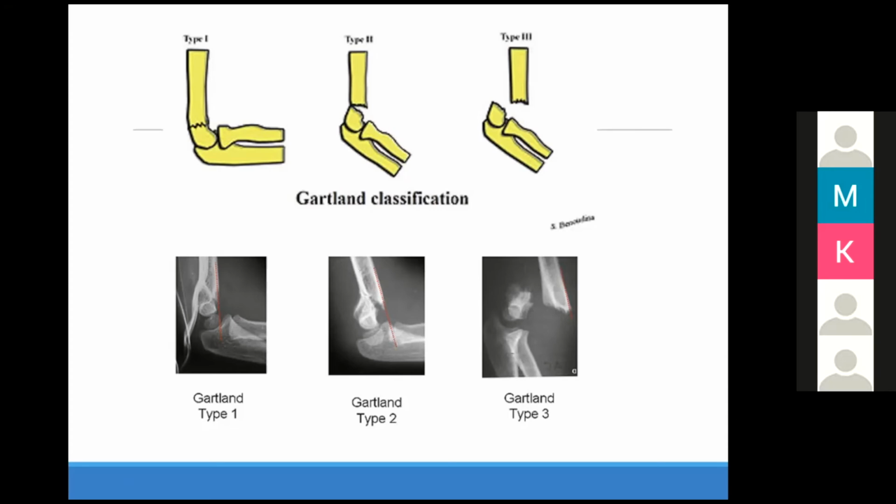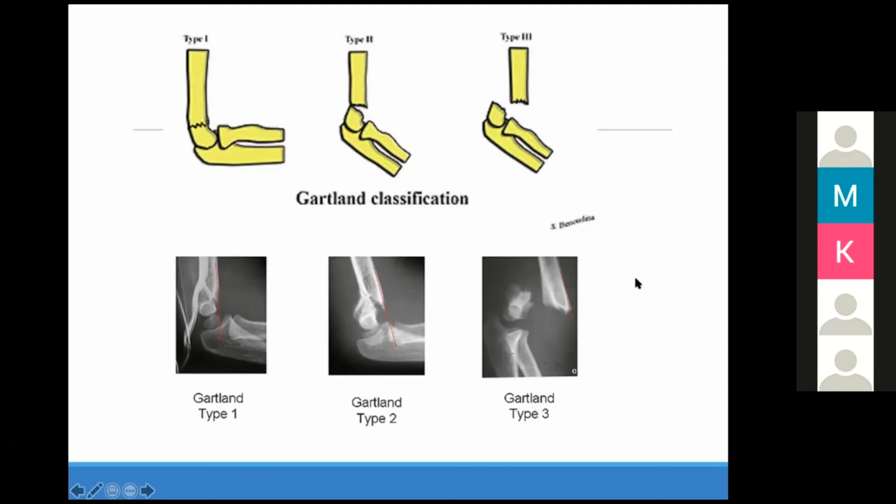Can anyone tell me, in your examination, there are a few important things that you do need to examine. What is the most important thing you need to examine for a supracondylar fracture? Anyone? The arterial flow. Yeah, so brachial artery. Good. So the brachial artery is at risk, particularly with a completely displaced fracture.